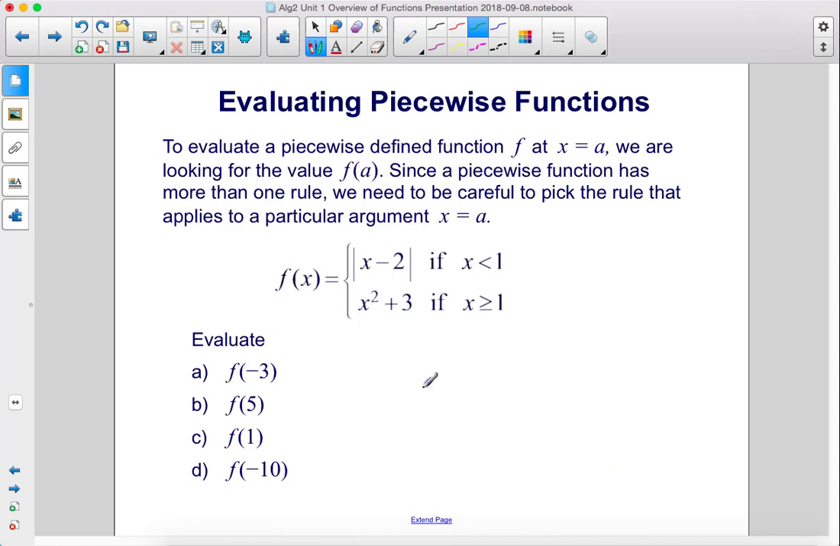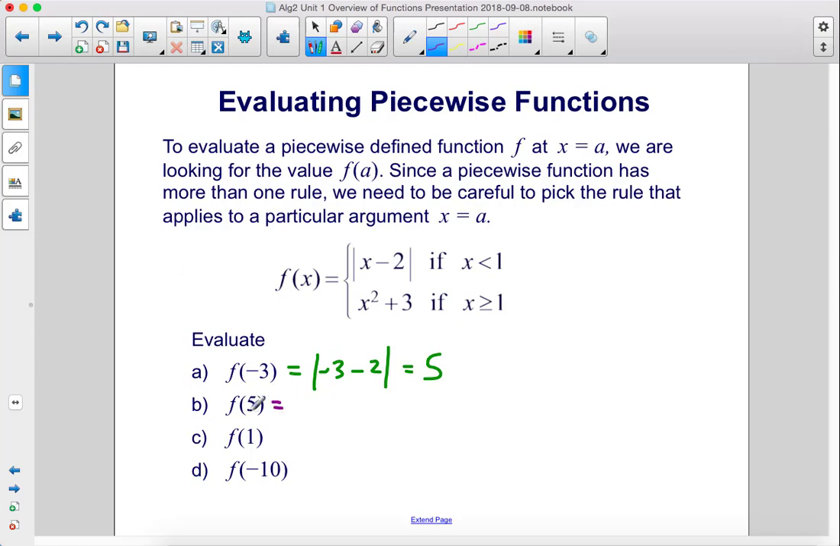To evaluate a piecewise defined function f at x equals a, we are looking for the value f of a. Since a piecewise function has more than one rule, we need to be careful to pick the rule that applies to a particular argument x equals a. Alright, so here we're going to evaluate f of -3. So that means x is -3. So remember, if x is less than 1, we're going to go with this rule. So we'll plug in our x, -3 minus 2, and that gives us -5, absolute value, 5.